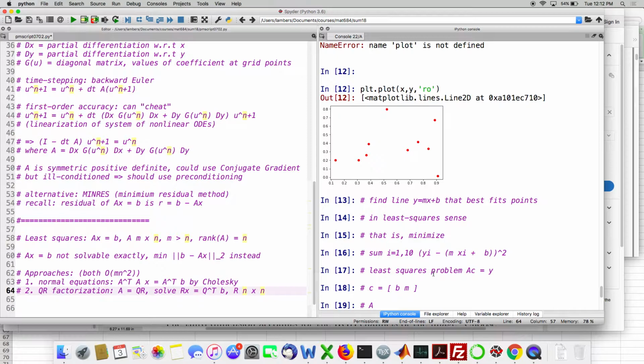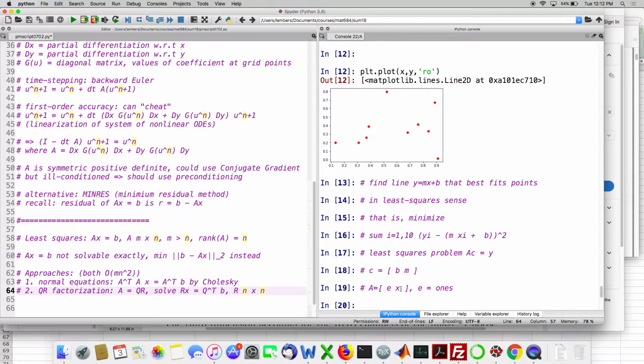And then the A is 2 columns, E and X. X is the X values, and then E is a vector of all ones. So what I'm saying is, I'm evaluating the functions 1 and x at the x values. I'm saying find a linear combination of 1 and x that approximates the y values as closely as possible in this sense of minimizing the sum of squares. And that's why it's called least squares, because we're minimizing a sum of squares.